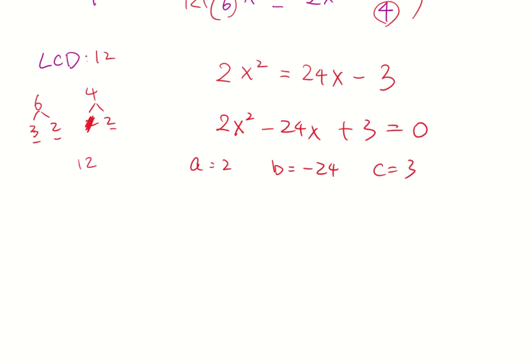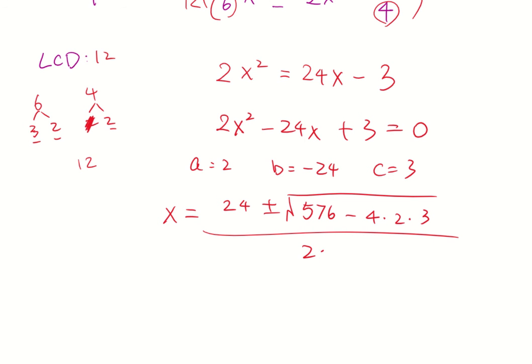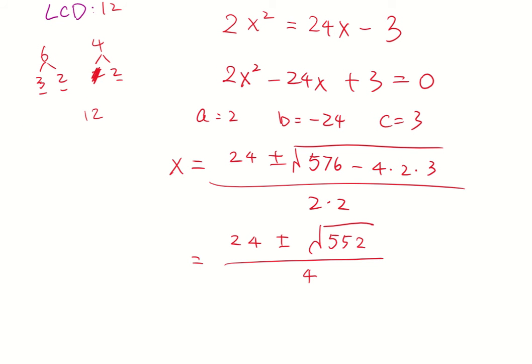Now let's solve this equation using the formula. X equals 24 plus or minus square root of negative 24 squared, 576, minus 4 times a times c over 2 times 2. So simplify. So you have 24 plus or minus square root of 552 over 4.